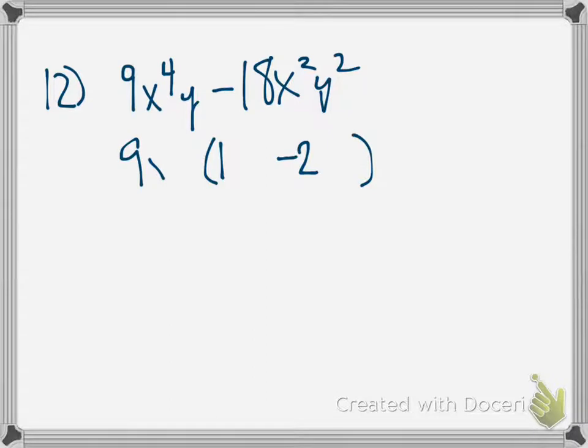There are 4 x's in the first term, and there's only 2 x's in the second, which means that I should be able to take out 2 x's. If I take out 2 x's from 4, I'm left with 2 x's.